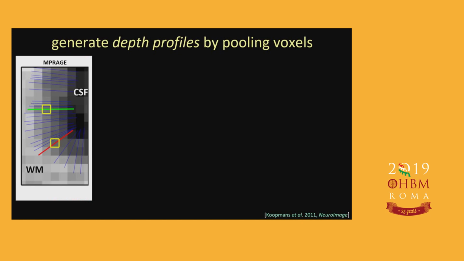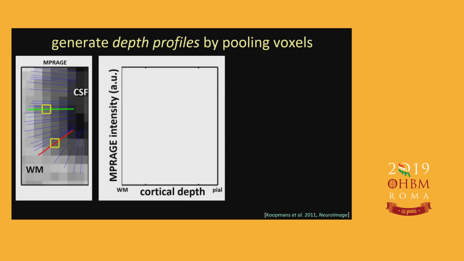Now, we're doing something kind of strange in laminar fMRI. Many of you may be thinking that we're looking at these cortical depth profiles across cortex that's 2 to 3 millimeters thick. And typically, our voxels are about 1 millimeter in size or maybe barely sub-millimeter. So how do we do this? We do this by generating depth profiles by pooling voxels across an ROI. This is nicely demonstrated by Peter Koopmans.